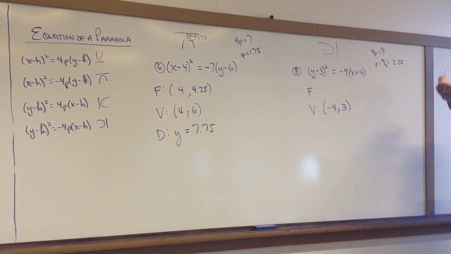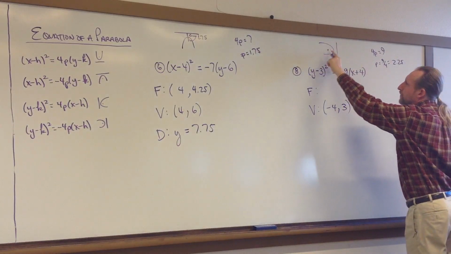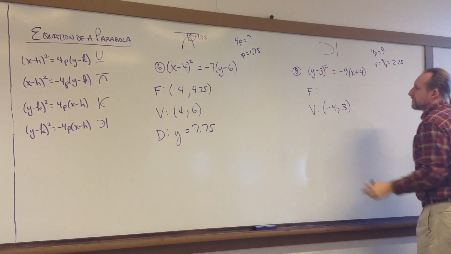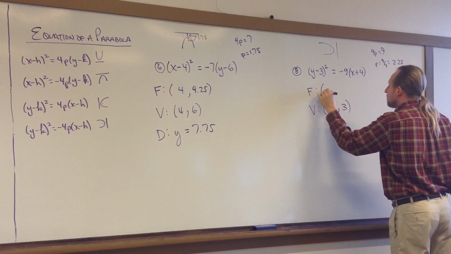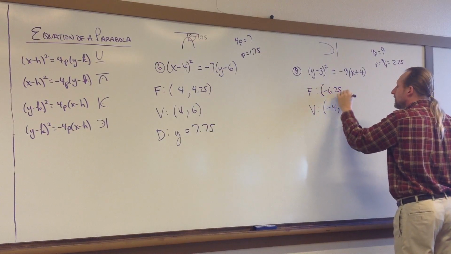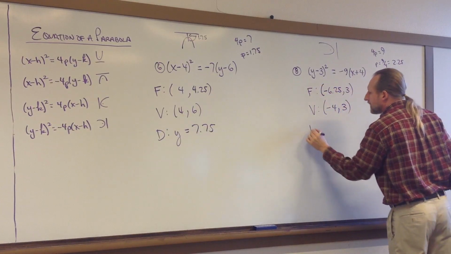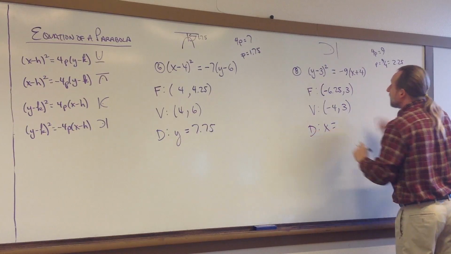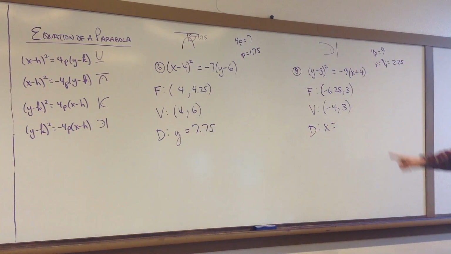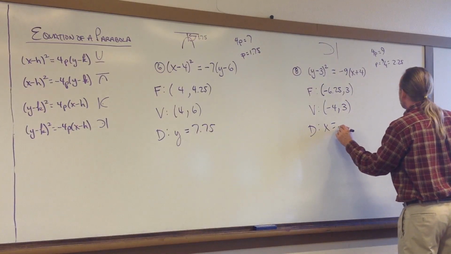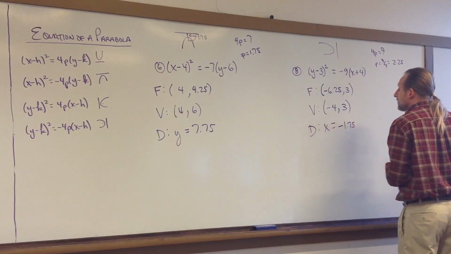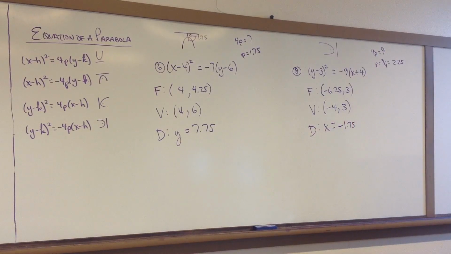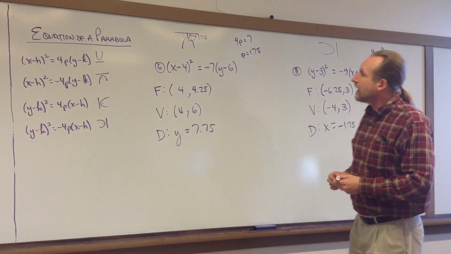Now our focus is going to be 2.25 places to the left of the vertex, so that's going to be x = -6.25. The y-coordinate stays the same. The directrix is a vertical line 2.25 places to the right of the vertex, so that's going to take us back to x = -1.75. All right, so there's the standard scenario.